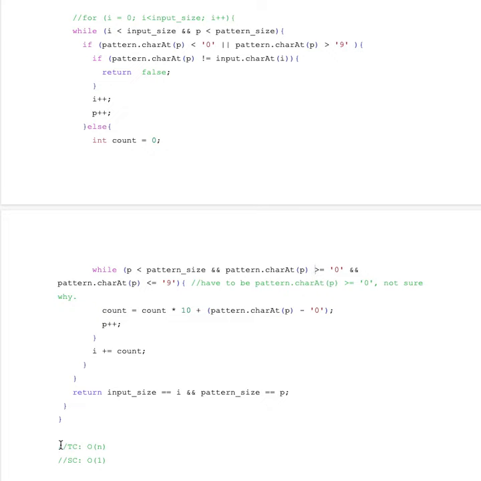Here the time complexity should be O(n), since we just loop through the pattern and the input. Even though there are two while loops, it goes through the whole two strings. And the space complexity is O(1). It doesn't really create any extra space.